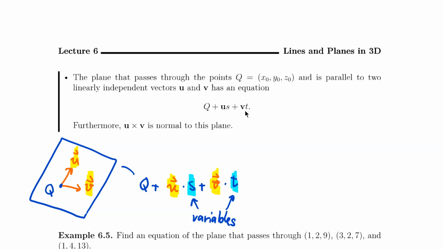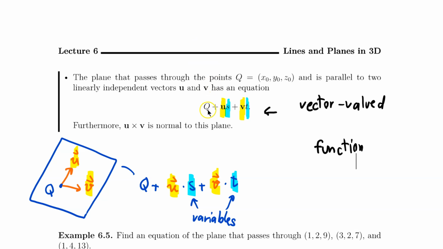So again, u and v are my two vectors. I use a boldface letter to mean they are vectors here, and my s and t are my variables. Notice how we can view this point q as a vector as well. So I can think of x0, y0, z0 as just a vector. So in technical terms, this thing is actually a vector valued function.